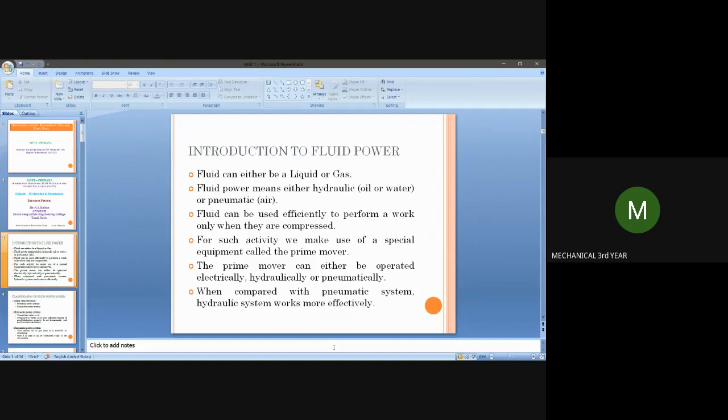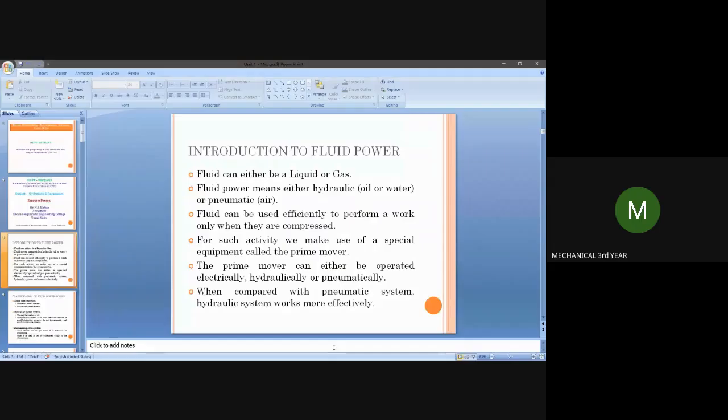The first and foremost thing is, even if it is available in abundance and at no cost, for example water, water is available in abundance, and air we can also obtain from the atmosphere. But before compressing it, it cannot be converted into useful work. Only when it is compressed can we convert it into useful work.